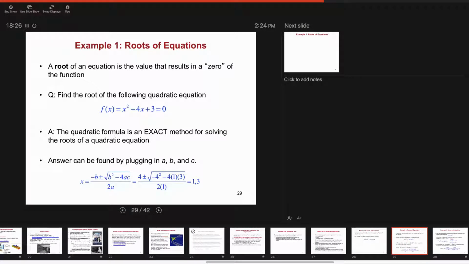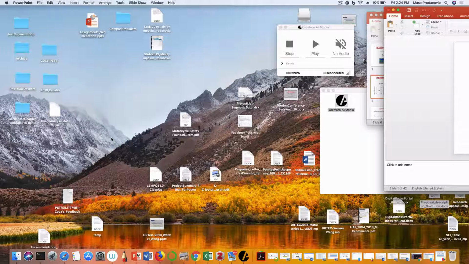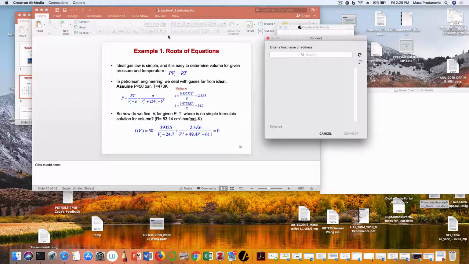Hi. Boom. And off goes my connection. So this thing is really finicky as far as connection goes. So I have to reconnect. Oh, come on.